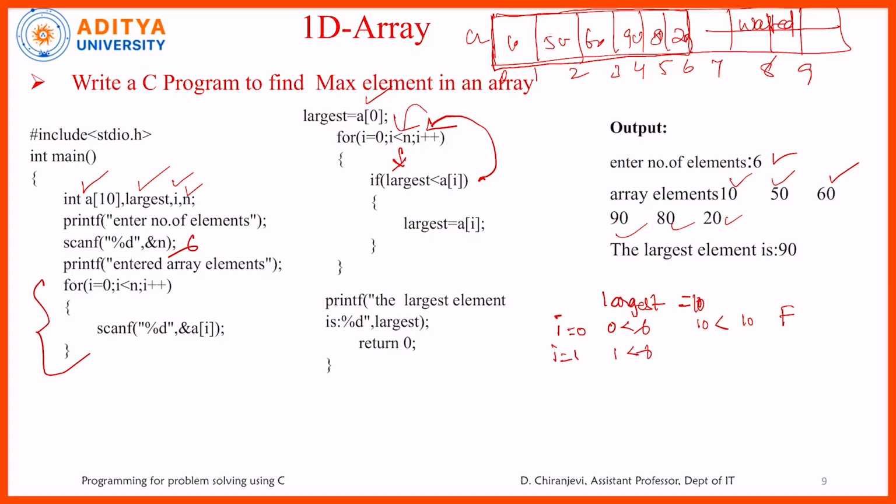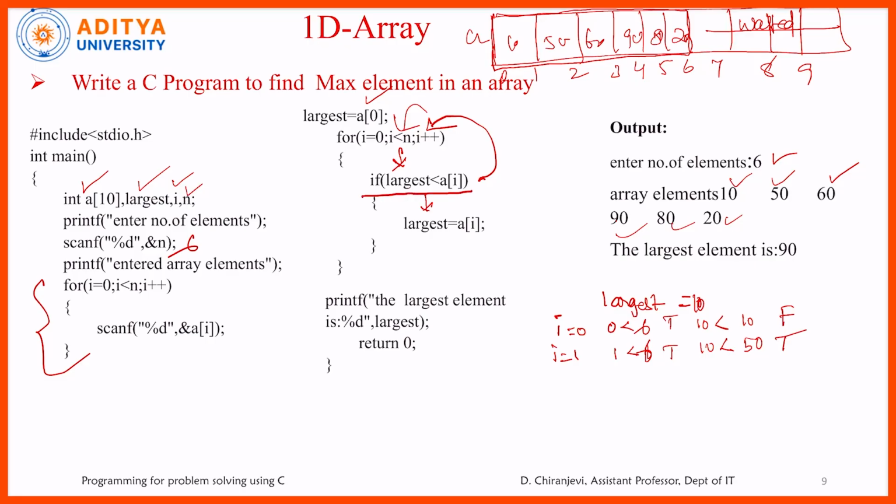So that is also true. I less than 6, that is 1 less than 6, that is true. Again you will check largest value less than a of I. Largest value currently is still 10, less than a of 1. A of 1 value is 50. So 10 less than 50, yes, this is true. If this condition is true, now you will come inside the if condition.